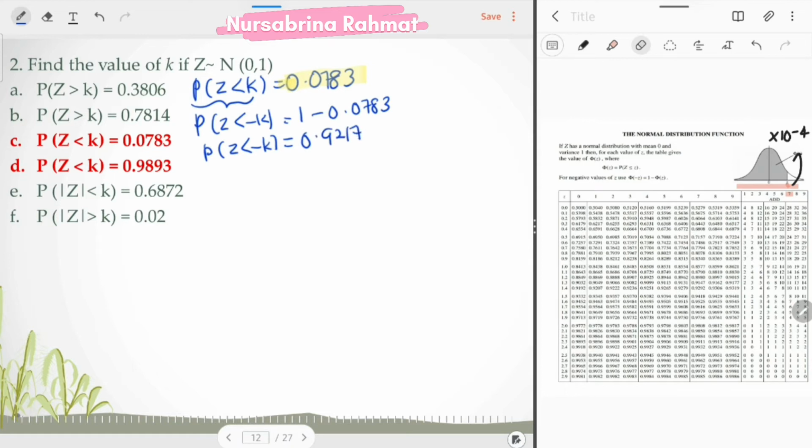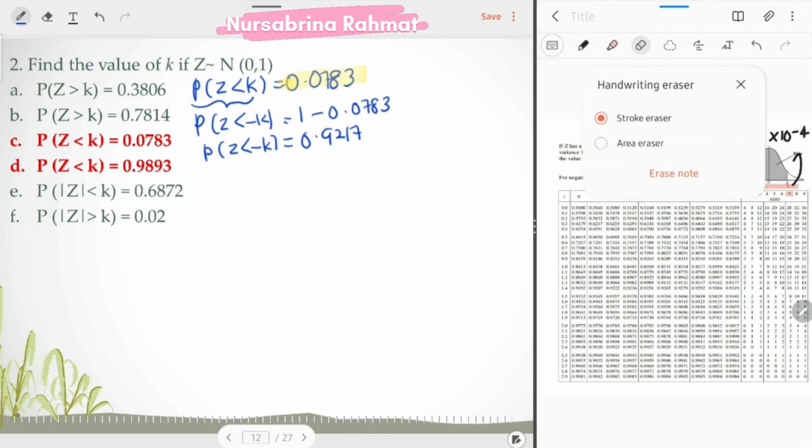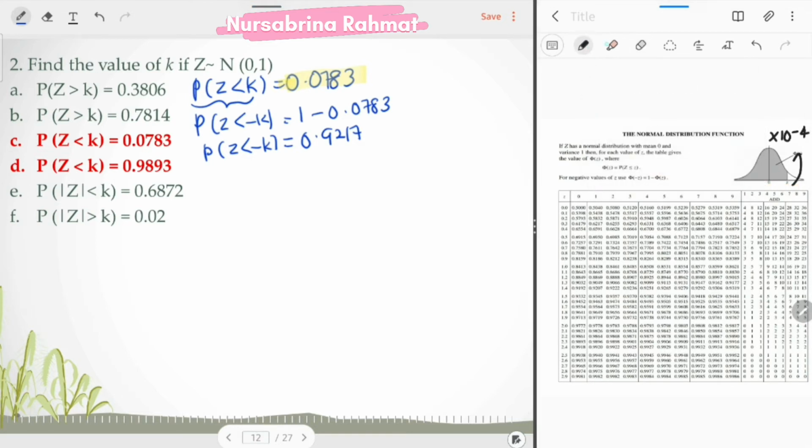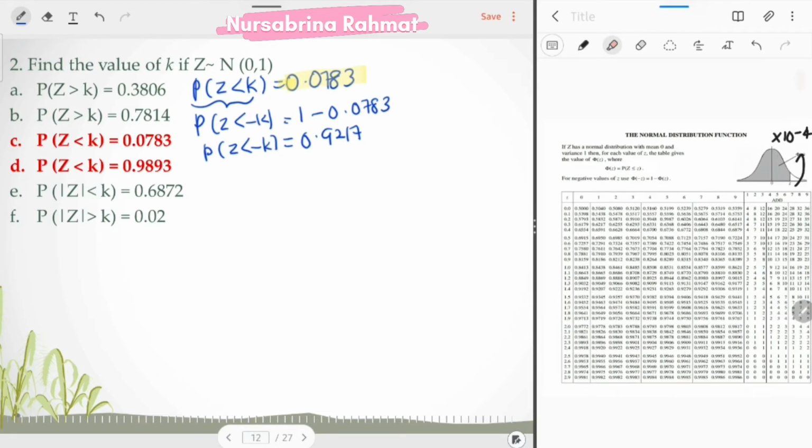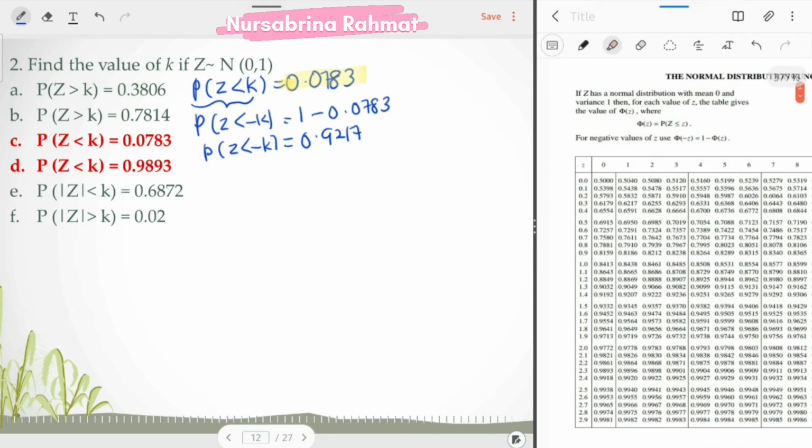0.9217. Look at your normal distribution table on the right side and find where 0.9217 is. The number closest to 0.9217 is 0.9207, corresponding to z-score 1.42. So we need to find the difference between 0.9217 minus 0.9207, which equals 1 times 10 to the power of negative 3.